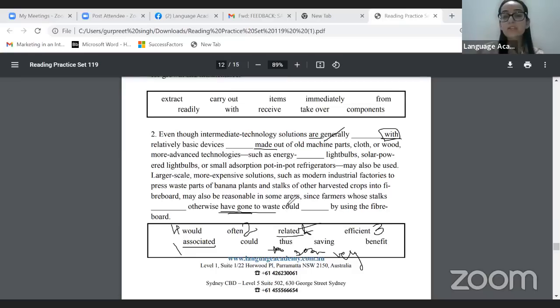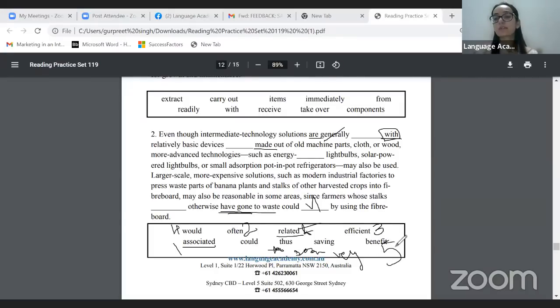But now these farmers could benefit by using the fiber board. With "could" comes the first form of the verb, and we have only one option, "benefit". These farmers could benefit by using the fiber board. Otherwise, they would have gone to waste. So this is how we write the word "otherwise" when you don't have a choice. If the next mentioned thing has not happened, then otherwise it would have gone to waste, because "would" shows something that would have definitely happened. There's no option that we had, right? So these are the answers.